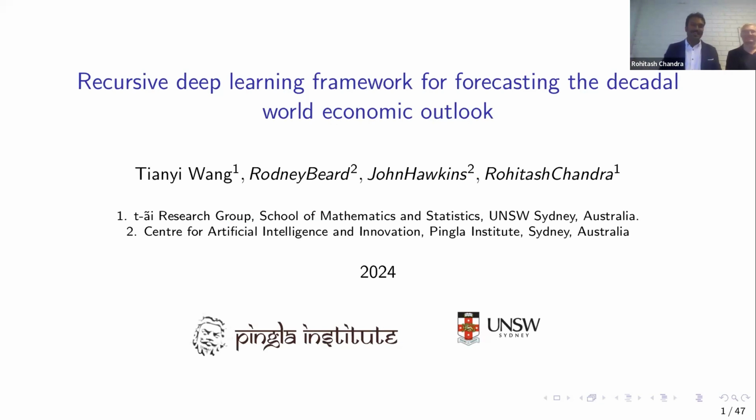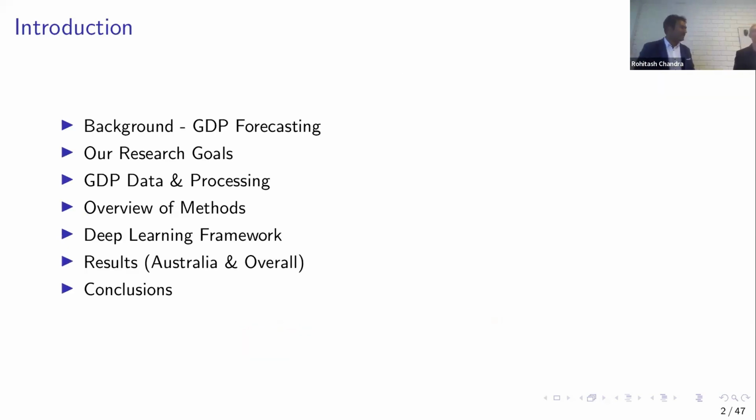It's teamwork between two institutions: our group here at UNSW, the Transitional Artificial Intelligence Research Group, and the Center for AI Innovation, Pingala Institute, and Dr. John Hawkins from there is with me. So the topic is a recursive deep learning framework for forecasting the decadal world economic outlook. John will take over the presentation first.